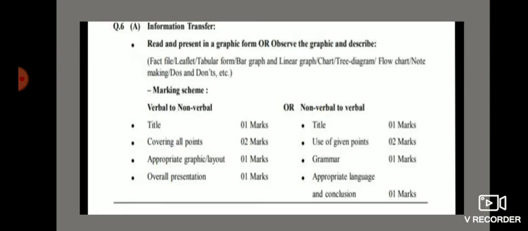Graphic form is what? You can make a tree diagram, a flow chart, a leaflet, a fact file or bar graphs. This is called graphic forms. So this is called verbal to non-verbal. And the marking scheme of verbal to non-verbal is like this. Title 1 mark, means a title should be given for the information transfer. Covering all points 2 marks. Appropriate graphic layout 1 mark and overall presentation 1 mark.